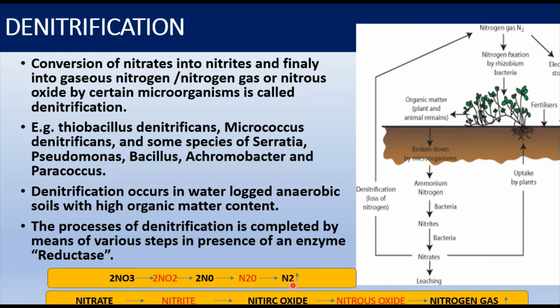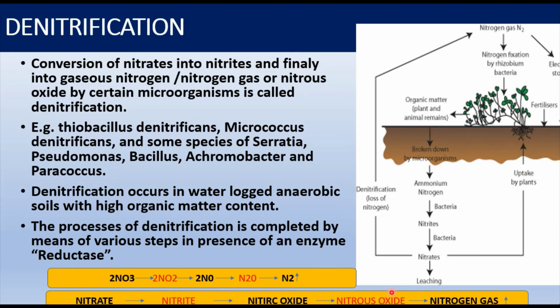This process depletes the soil of an essential nutrient, that is nitrogen, for plant growth, and therefore it is not desired. So when compared to ammonification and nitrification, this denitrification is not desirable. Some important microorganisms responsible for this denitrification process are Thiobacillus denitrificans, Micrococcus denitrificans, then some species of Serratia, Pseudomonas, Bacillus, Achromobacter, and Paracoccus. And this process is completed by means of various steps in the presence of an enzyme called reductase enzyme.